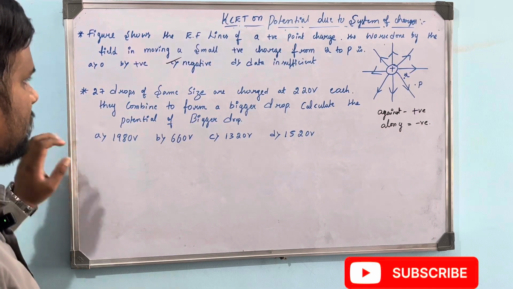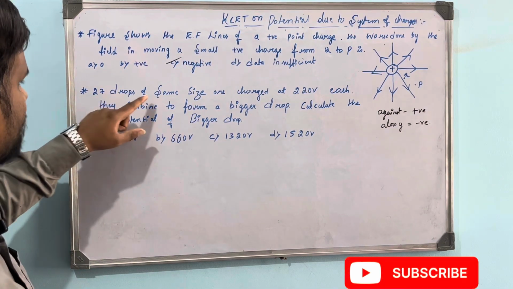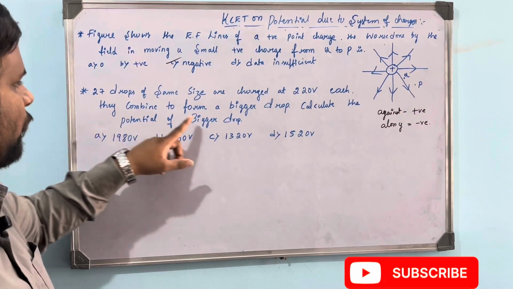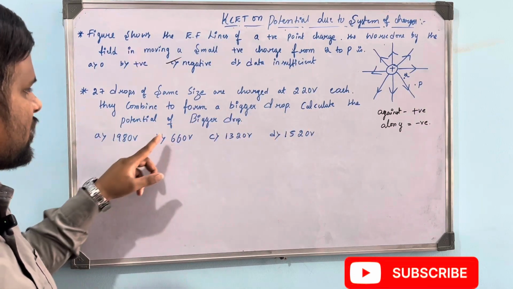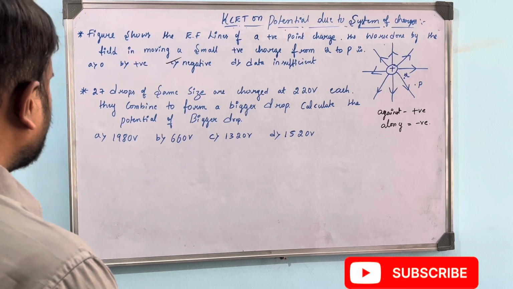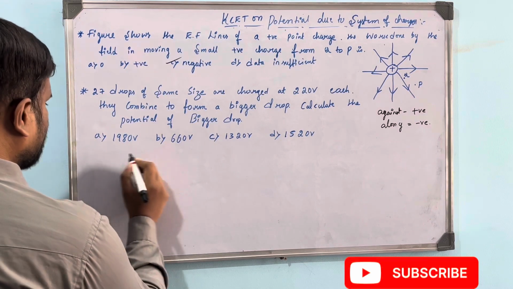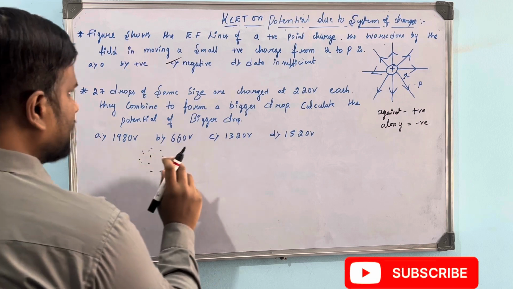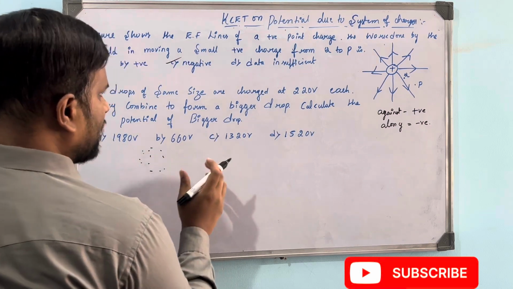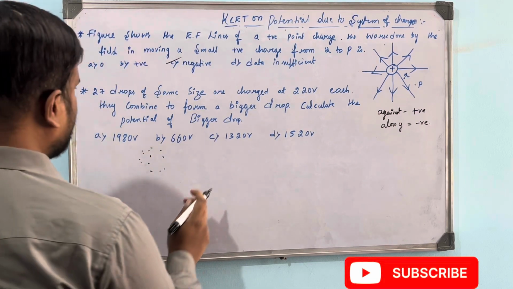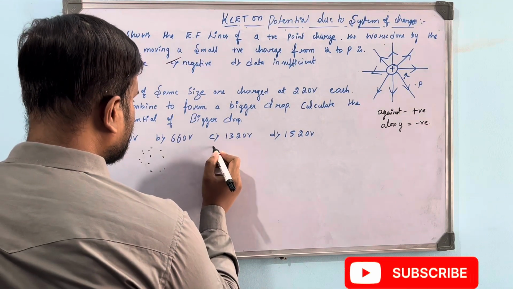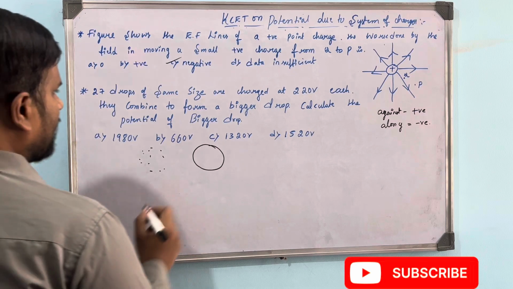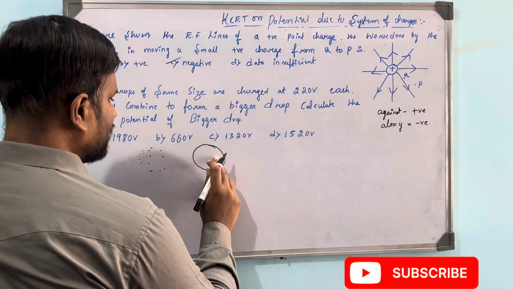Now the next numerical: 27 drops of the same size are charged at 220 volt each. They combine to form a bigger drop. Calculate the potential of the bigger drop. Here they have given 27 drops of the same size charged at 220 volt. They will combine, and it will become a bigger sphere, a bigger drop. We need to calculate the potential of the bigger drop.